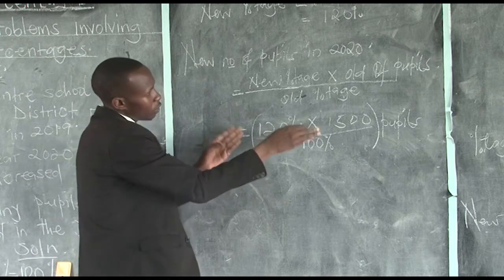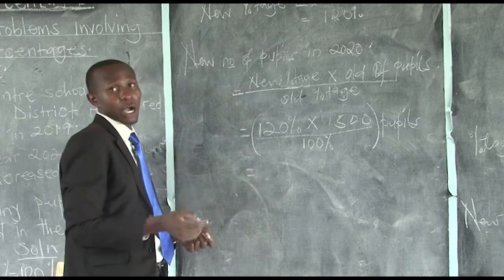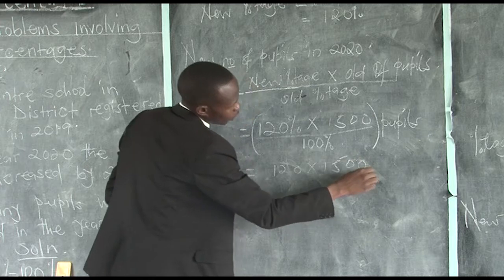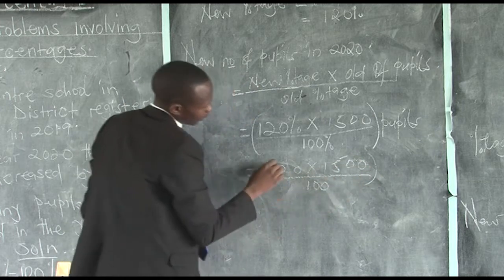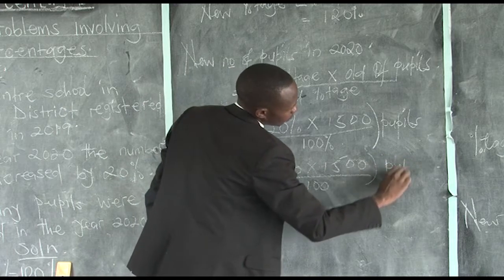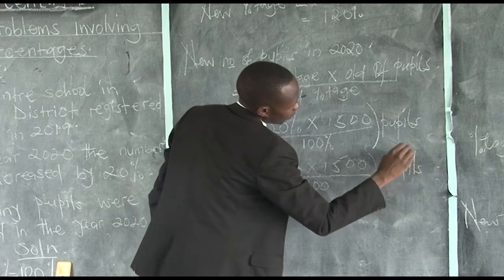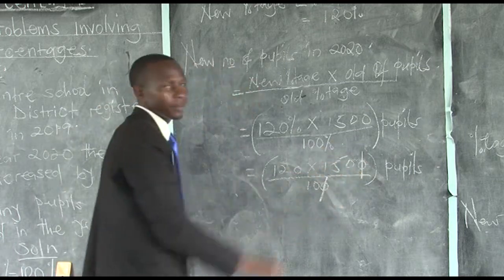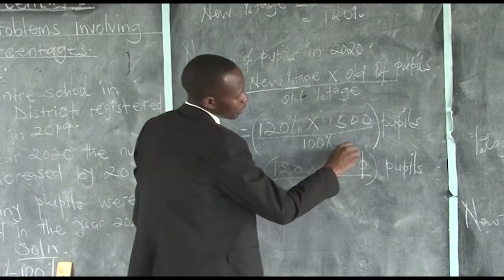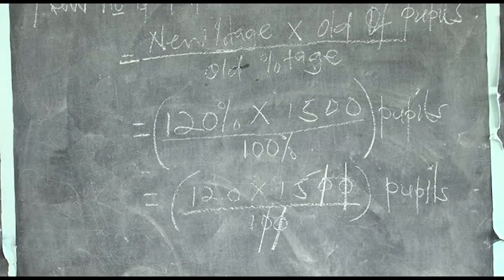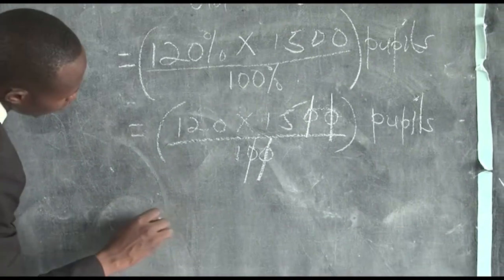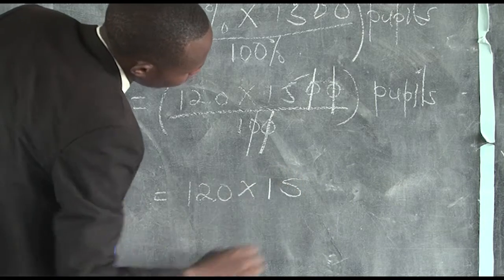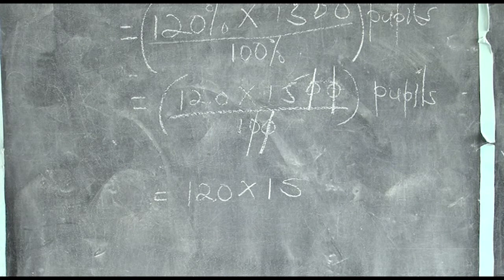I want us now to divide this. Let's just copy it the way it is and paste it here. Then we begin dividing it out. We cancel out from the next step. I will have 120 times 1,500 divided by 100. Then from there, I'll call this pupils. What we are looking for is a number of pupils. Let's see, we shall have this zero crossing out with this zero, and this zero crossing out with this zero also. So in this case, what are we remaining with here? We are remaining with 120 times 15.